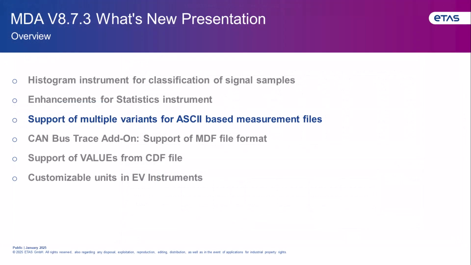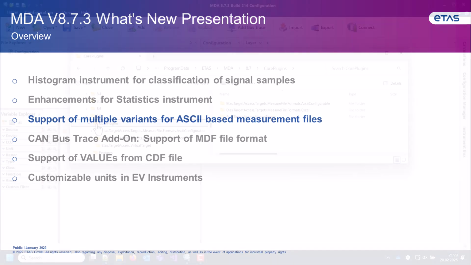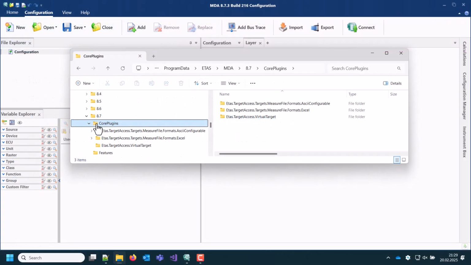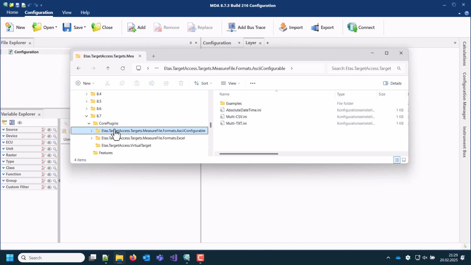The next topic is about a basic enhancement for the support of ASCII-based measurement files. Already since 2018, MDA offers an interface to define your own ASCII-based measurement file formats. The advantage of this approach is that you need to define your specific format only once. Afterwards, such files can be added to MDA without further import steps. Also, the export of measure data into your defined formats is possible. And the defined file formats are also supported in the command line tool mdf-convert-exe.